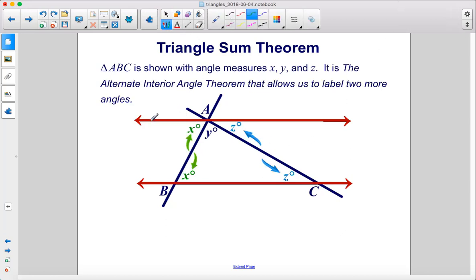All right, and due to the alternate interior angle theorem, we can see that this angle is congruent with this angle because those are alternate interior angles. And over here, we have another pair, here and here.